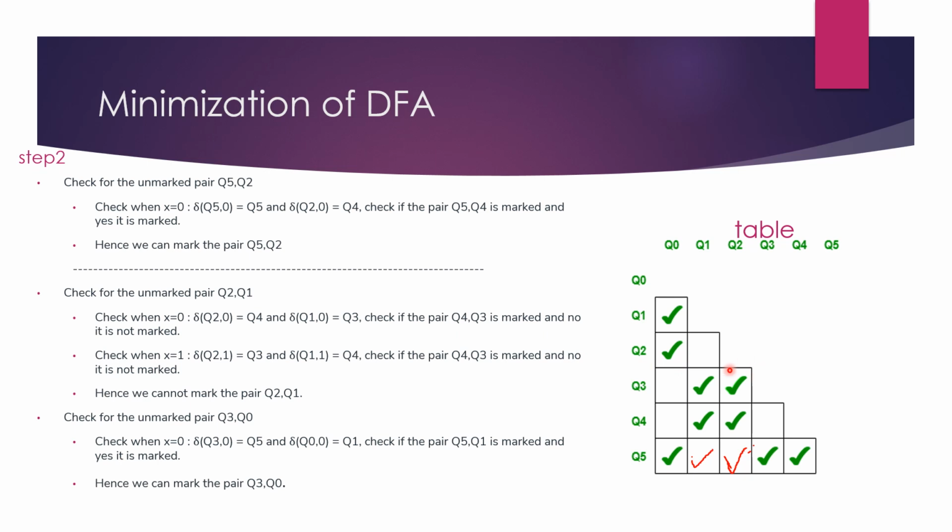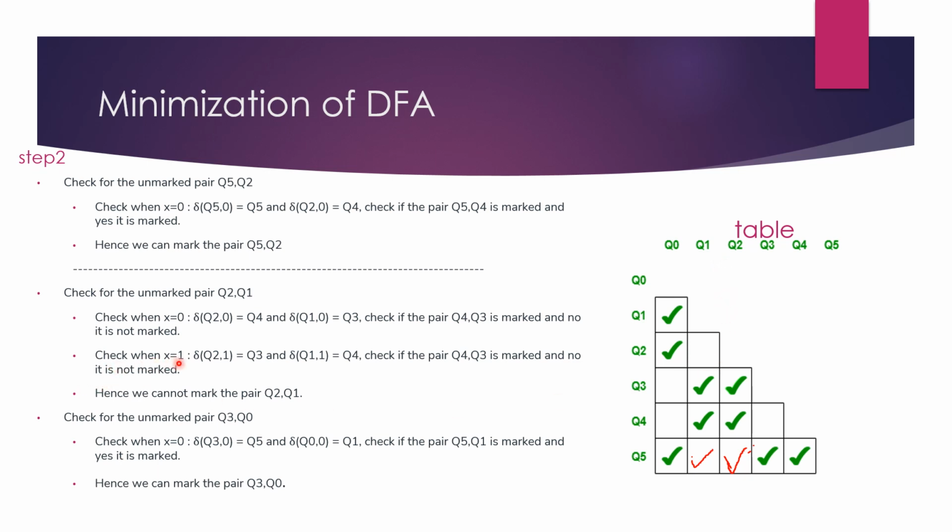So we are going to check the unmarked pair Q2 and Q1 once again. Q2 on 0 goes to Q4, Q1 on 0 goes to Q3. We check whether Q4 and Q3 are marked. If there is no mark on these states, we are not going to mark. If the states are marked, we will mark the current pair. Q4 and Q3 are not marked, so we are not going to mark Q2 and Q1.